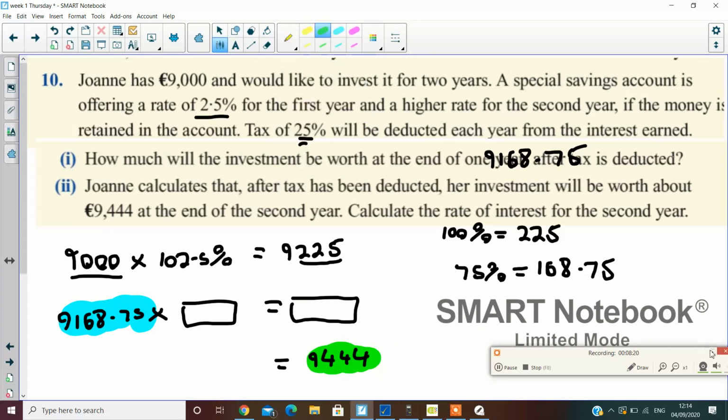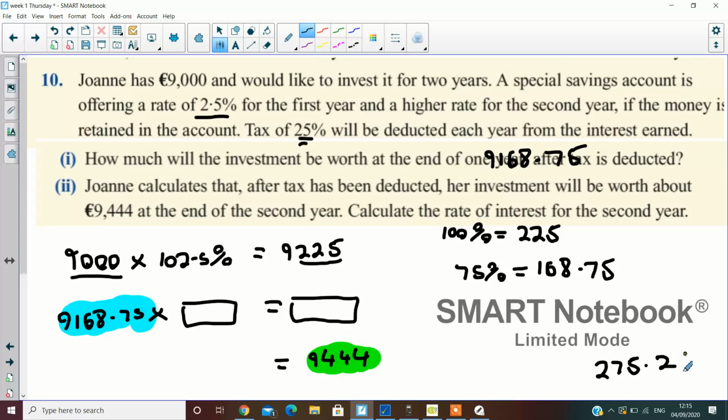How did we go from blue to green? What did we add on to it? So you get 9,444 and take away 1,968.75, please. 200.25. Now, this €275.25, is that all your interest or is it less than all your interest? 75.